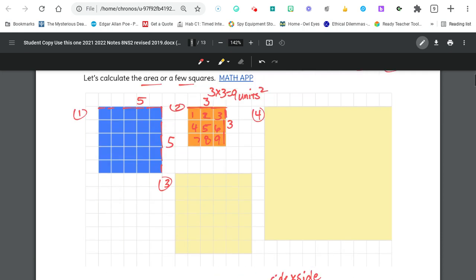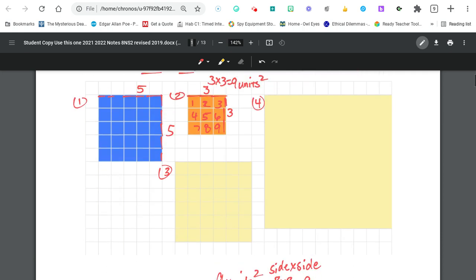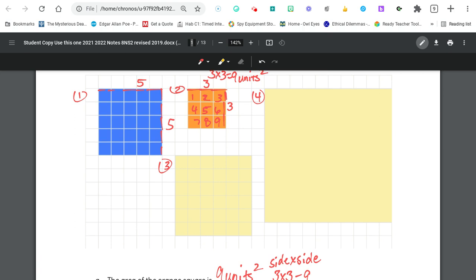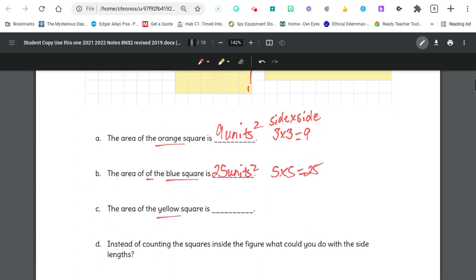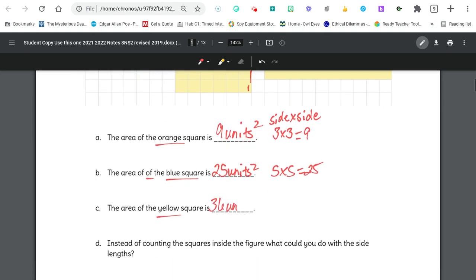The area of the yellow square, you got 1, 2, 3, 4, 5, 6. This is a 6 by 1, 2, 3, 4, 5, 6. And you really shouldn't even have to count that other side because it's a square. So if one side is 6, the other side is 6. 6 by 6, so instead of you counting up all these individual squares, you should know that they're going to be 36 square units in it, okay?